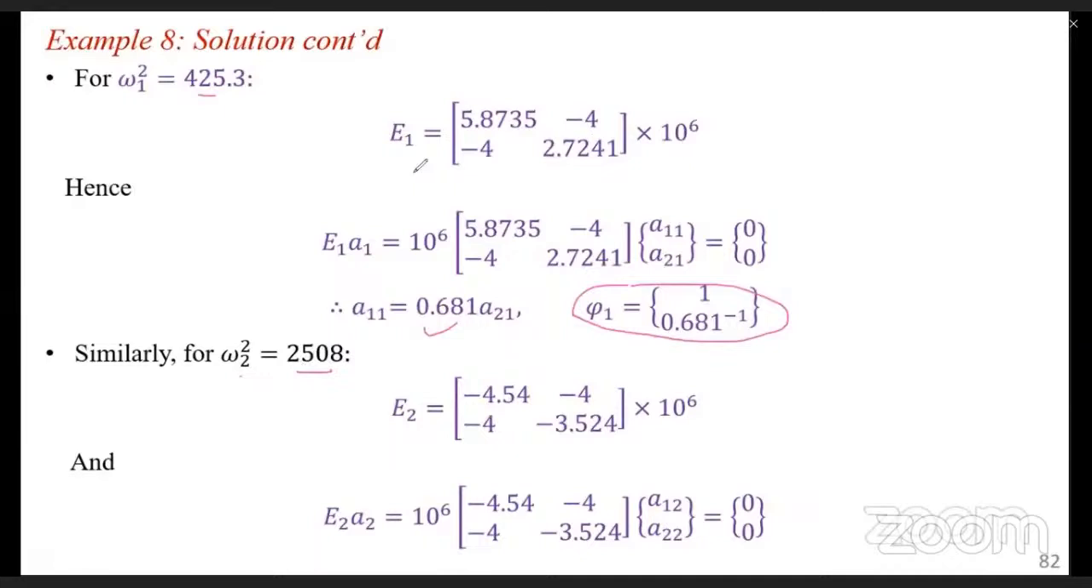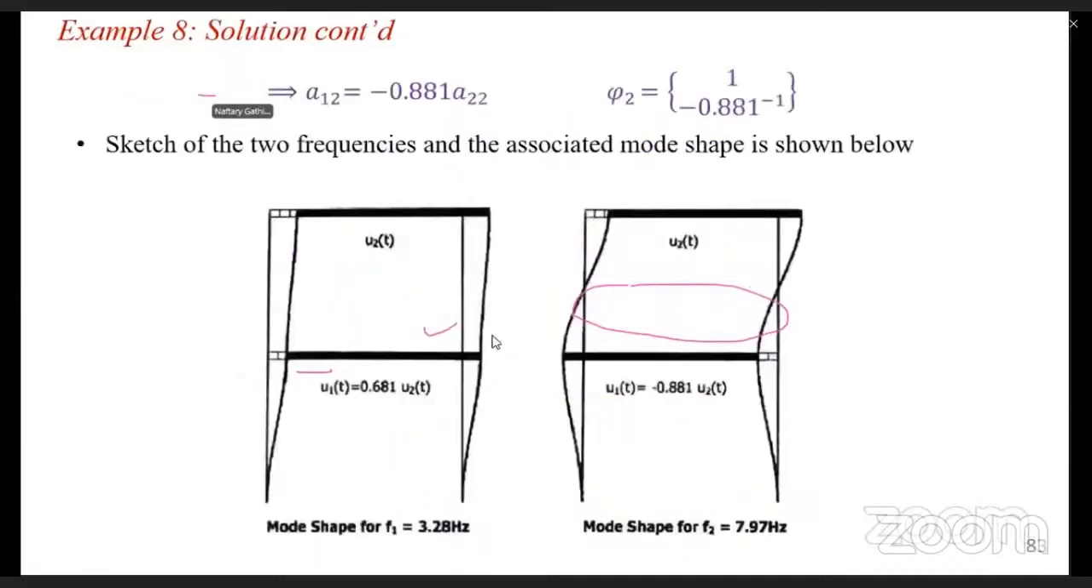you're going to get this answer, A12, the second mode, equals minus 0.8118. So what does this tell you? So you sketch the 2 frequencies and the associated mode shape. You're saying for the first mode, when f is 3.281, of course, the first frequency.